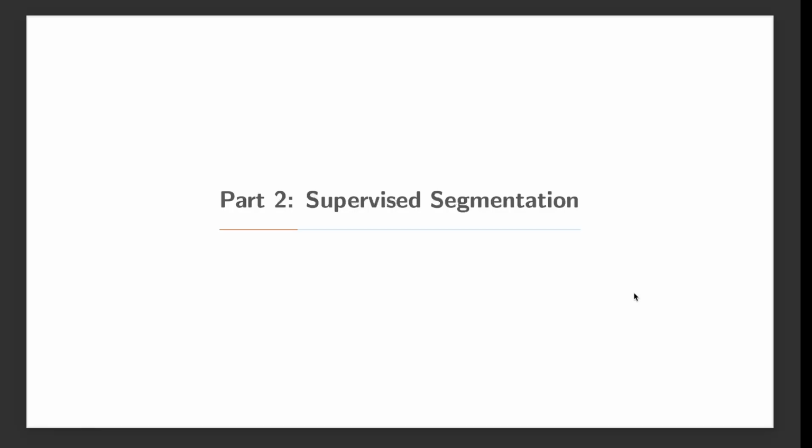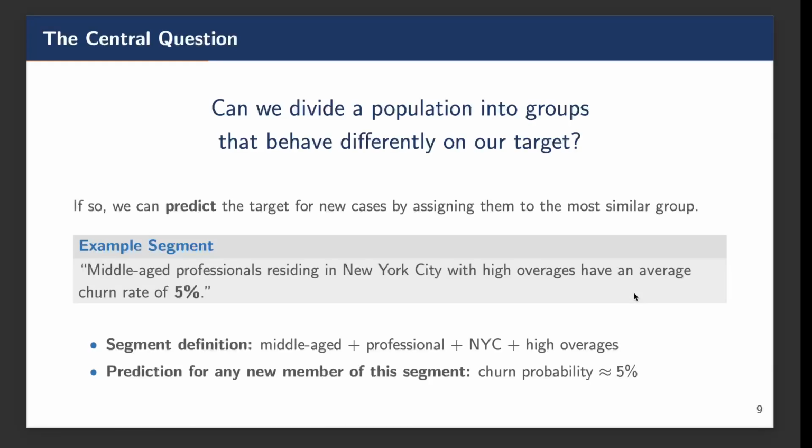Now let's talk about supervised segmentation. The central question is, can we divide a population into several groups that behave differently regarding our target? For example, we have a certain target. Can we divide this population into several groups, 1, 2, 3 or more, based on this target? If we can, then we can predict the target for a new case by assigning it to the most similar group.